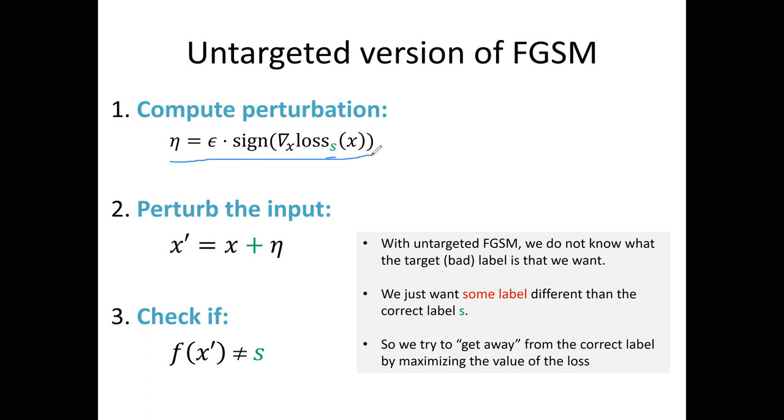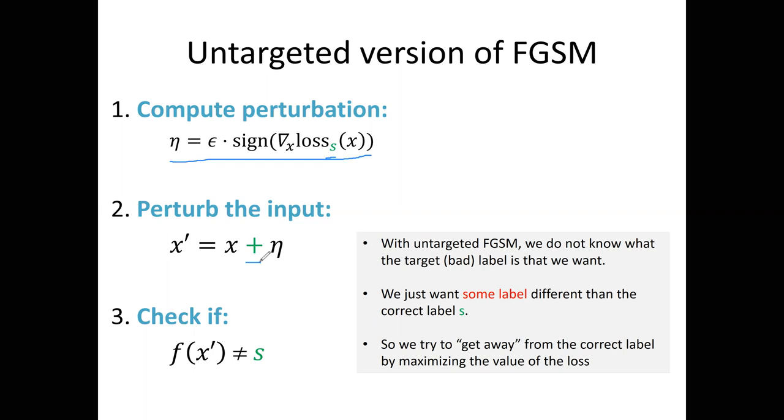Now we compute this perturbation just like we showed on the previous slide. No difference. This time it is with respect to S, and the key thing here is that now what we're trying to do is maximize the loss. Why are we trying to maximize the loss? Because we are trying to get the model to classify the new input to some label which is different than S. So we want to get away from S as much as possible, right? So the loss, we try to maximize it.